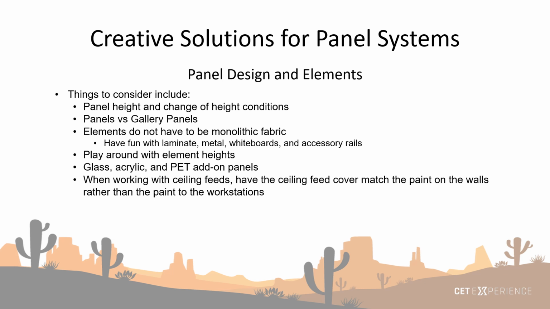When you are planning for your elements themselves, remember that they do not have to be monolithic fabric. Have fun with your laminates, metals, whiteboards, and accessory rails. Have fun with those finishes that you can apply with them too, okay? And always remember that you can play around with your element heights also. So if you have a low credenza, do you want to have an accessory rail above it that aligns with some other different material that you have on your panel, something like that?